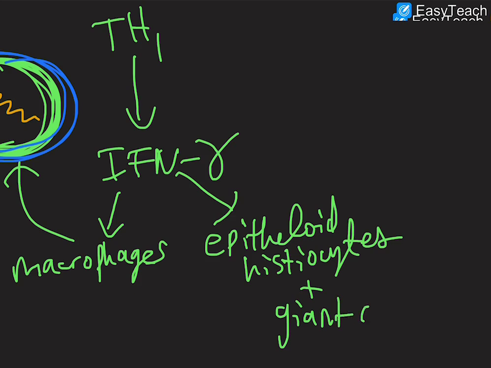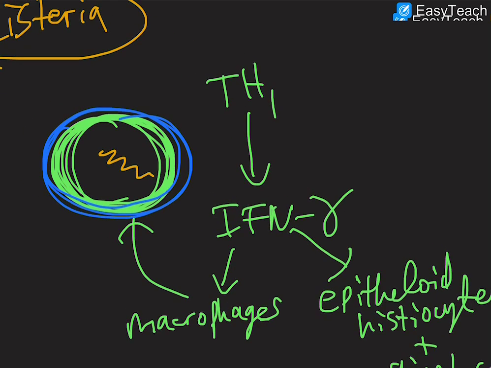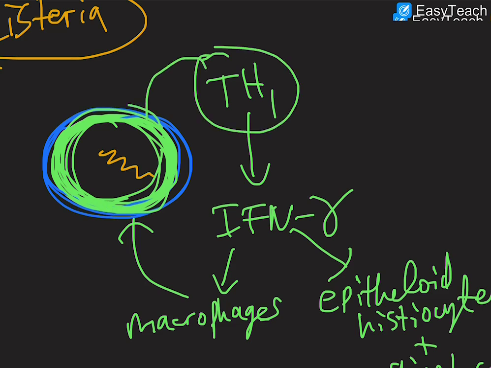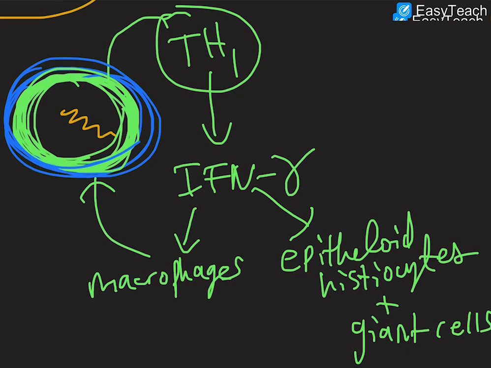Because what can happen is all of these macrophages that are coming to the area can start fusing together and forming giant cells, okay, which are basically multinucleated giant cells that can surround the infection, and then these T cells can come in and also surround the infection, contributing to the granuloma, and so will these epithelial histiocytes too, okay.